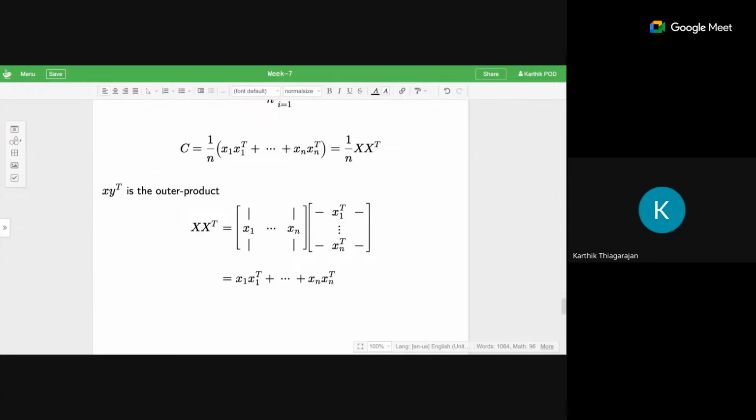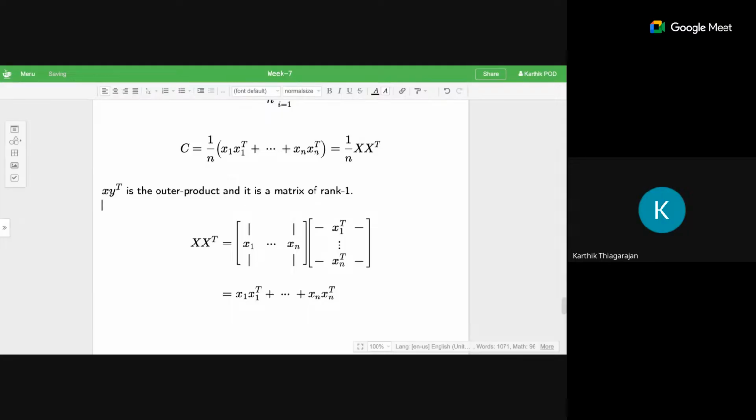of these two vectors, and it is a matrix of rank 1. We saw this in SVD also, last week. Singular value decomposition also does the same thing, a sum of rank 1 matrices. So you can work this out. This is not too hard to prove.